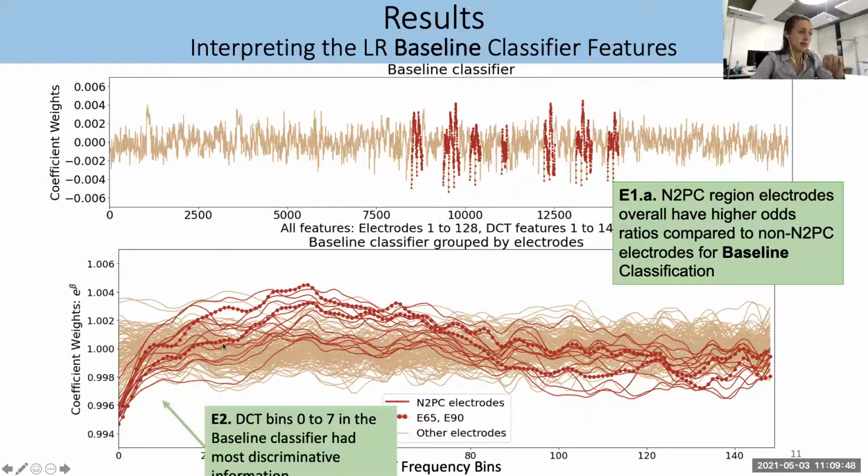In addition to that, the DCT bins from 0 to 7 in the baseline classifier have the most discriminative information. Since they are under 1, they are discriminative, as in if a feature is high in this region, then it is likely that it will be classified as not baseline.